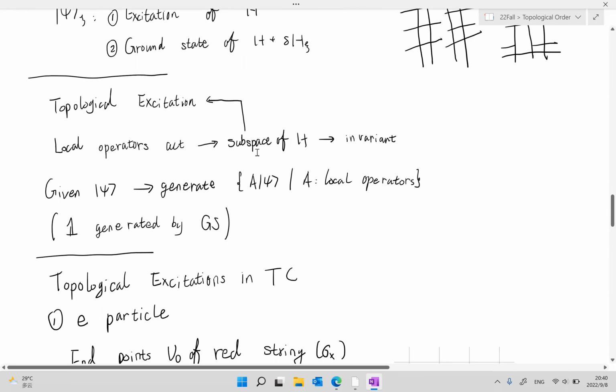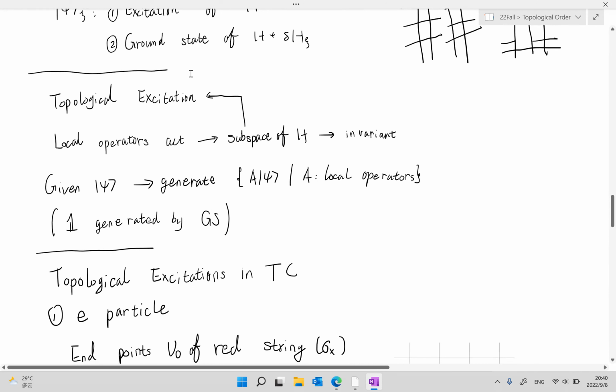I think this definition is too mathy anyway. So we just say that the topological excitation or defect survives the local operators' screening. So if we are given a topological excitation like this psi, and we act some local operators, the local operators do not screen it. So when we act some local operators, it should still remain this topological defect.